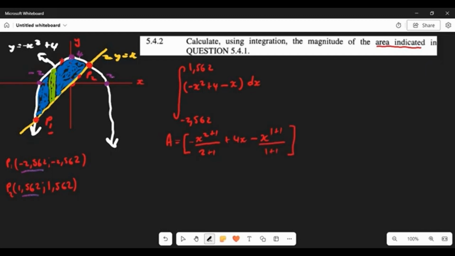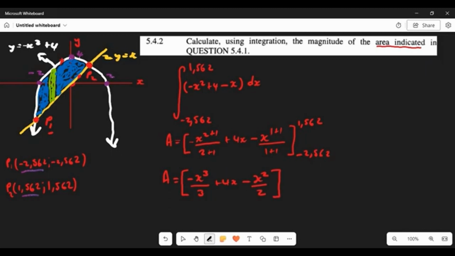Now the second step that you must follow is you write the upper limit, which is 1,562, and then the lower limit, which is negative 2,562. Then from there separate these limits. So you can say A is equal to, you're going to have two brackets, one for the upper limit and one for the lower limit. So the first bracket is for the upper limit. Then we simplify the integrals inside there, which is going to be negative x cubed divided by 3 plus 4x minus x squared divided by 2.